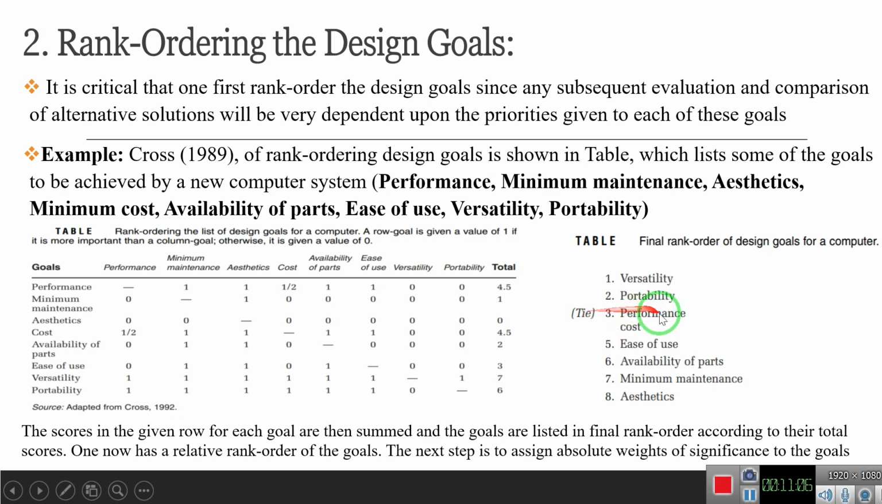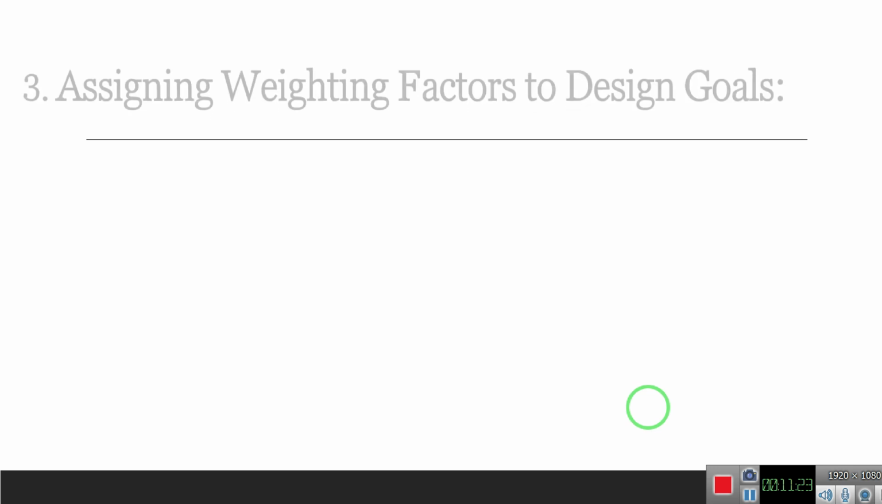Both are the same. Then ease of use, how we are using it. Next availability of parts, minimum maintenance and aesthetics. So like this we are giving ranks to goals which have to be fulfilled more strongly. Next we study the second point.